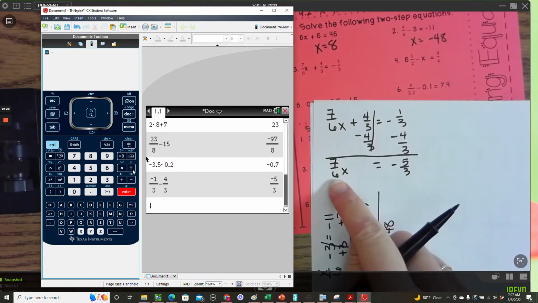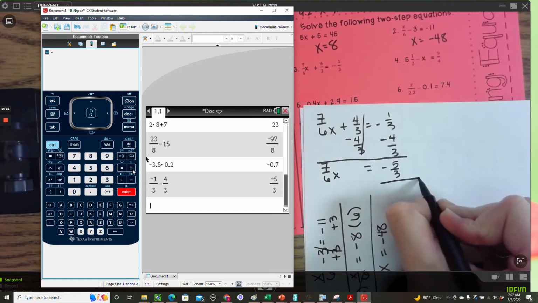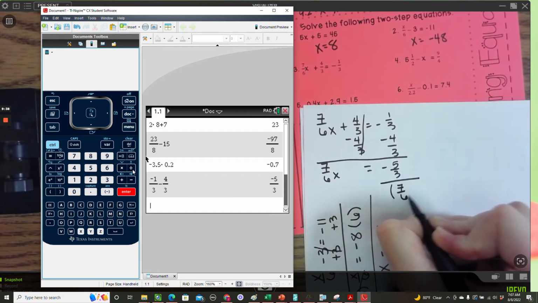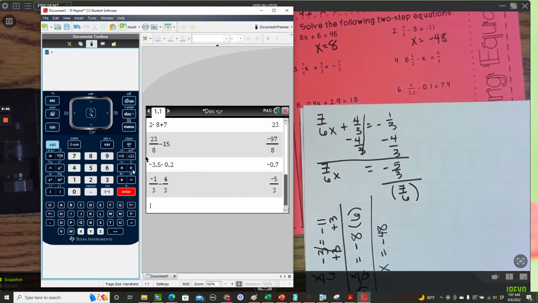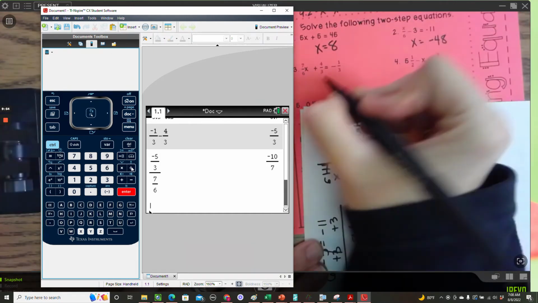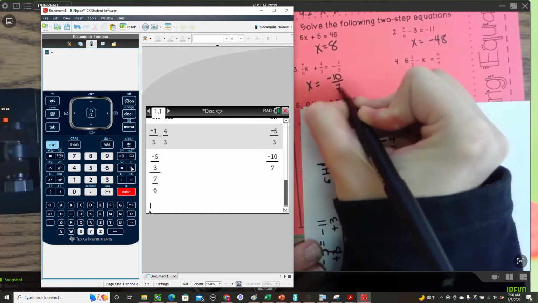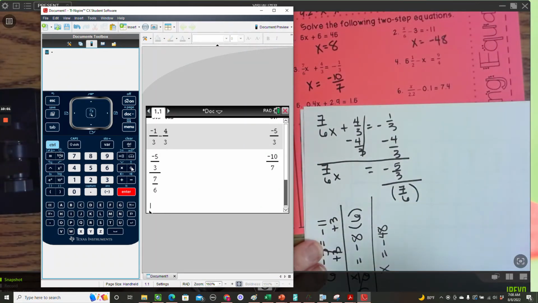All right, here 7/6 is being multiplied by x, so I'm going to divide the other side by 7/6. So I can leave that in my calculator as is. Just hit the division sign and it's going to say ANS. That's going to be the answer. So this answer divided by whatever I put in there. And so x equals negative 10 over 7. Okay.